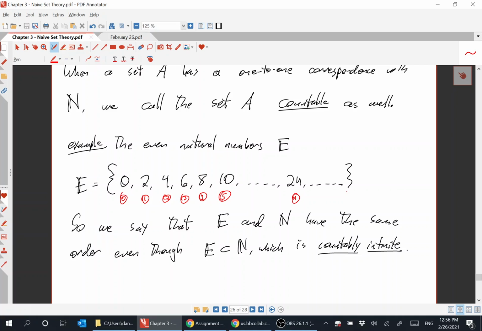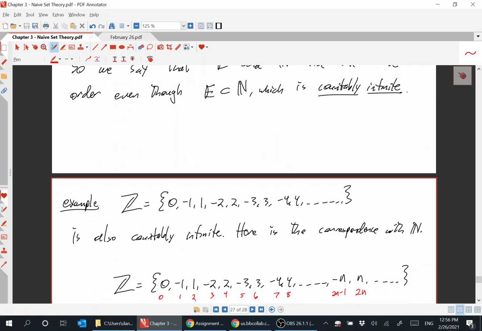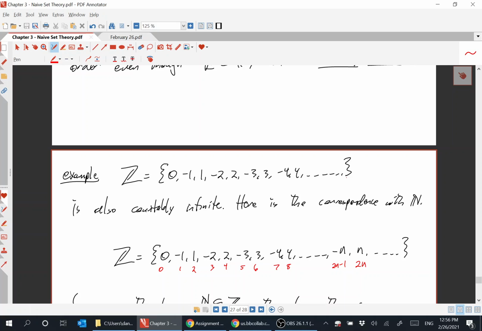With infinite cardinalities, things become unusual and counterintuitive in certain ways. The full set of integers, the positive integers, the negative integers, and 0, is countably infinite as well, because you can label them with the natural numbers. 0 you label with 0, -1 with 1, 1 with 2, -2 with 3, 2 with 4, -3 with 5, 3 with 6, -4 with 7, 4 with 8. In general, -n is labeled with 2n minus 1, and n is labeled with 2n. So you've labeled all the integers, positives and negatives, with the natural numbers.